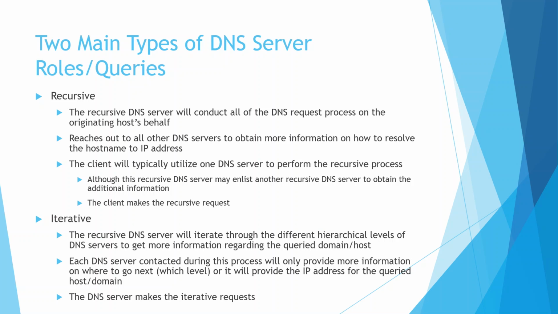So, now I want to get into how DNS starts to work. We have two main types of queries or roles in DNS: recursive and iterative. With a recursive query or recursive DNS server, we're basically saying we're going to have another device conduct the entire DNS request process on our behalf. They're going to go out, find that information, and come back and provide it to us.